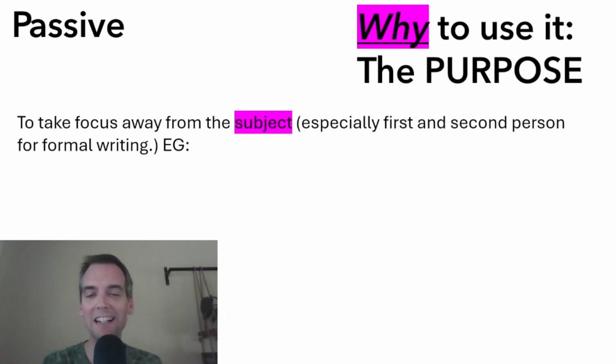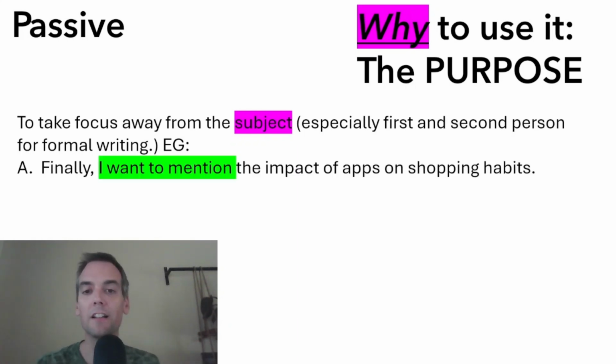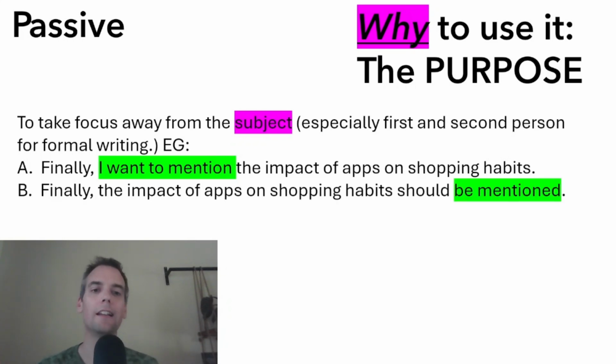Maybe I can explain this more clearly with an example of writing that a student might write in their essay. If we are talking about shopping habits, I want to mention the impact of apps on shopping habits. Well, okay, but I don't really want to hear what little Paula from Barcelona has to say. I want the objective viewpoint. So maybe it's more appropriate in the register of an essay to say the impact of apps on shopping habits should be mentioned. It sounds a bit better because we don't need to know about you as an individual person. We want a more objective and impersonal view on it.